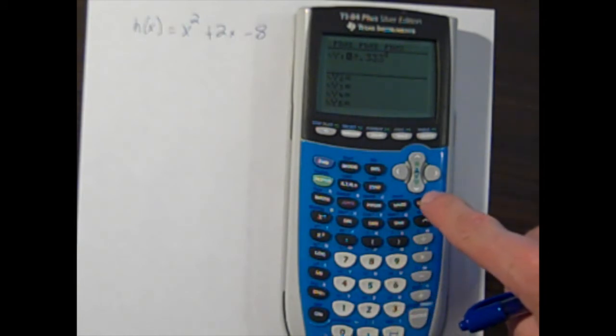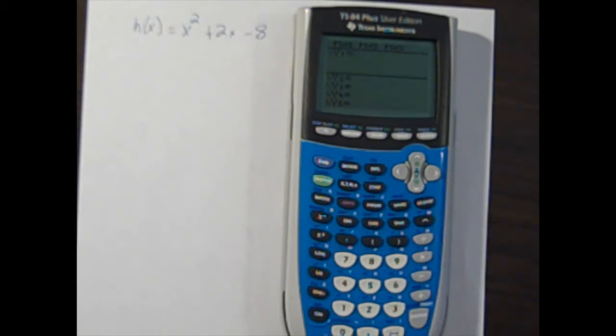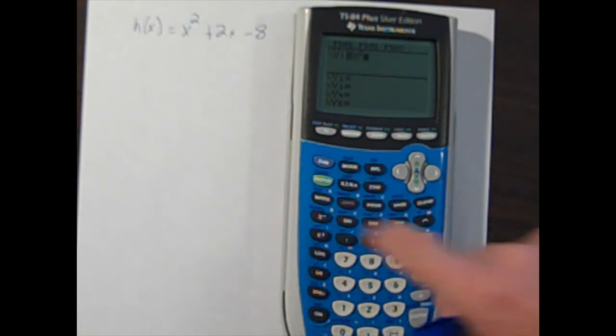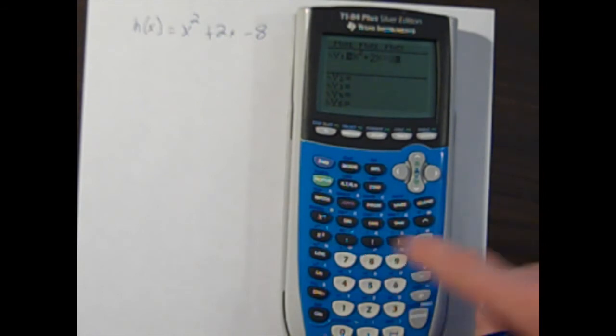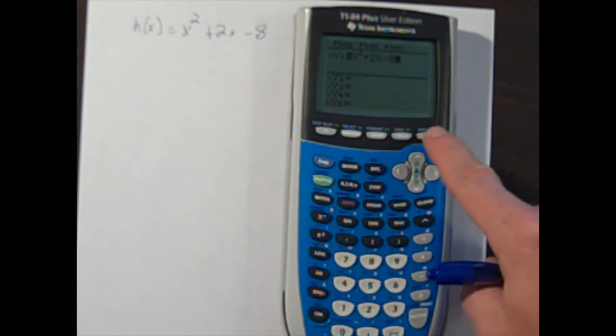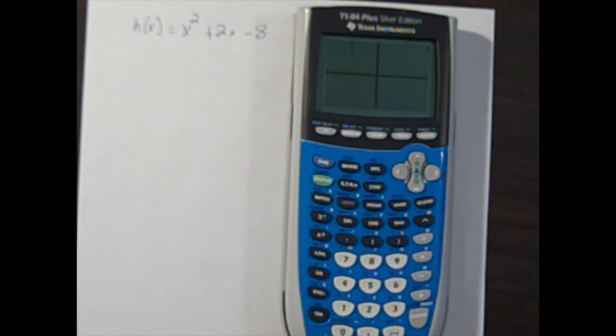I have a formula already in there, so I'm going to clear that one out. I don't need that one. Now I'm going to type in that formula: x squared plus 2x minus 8. I've got that one in there. I'm going to hit graph, and we'll see what the graph looks like. Hopefully it'll be on the screen, and it is.